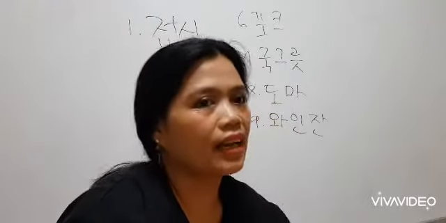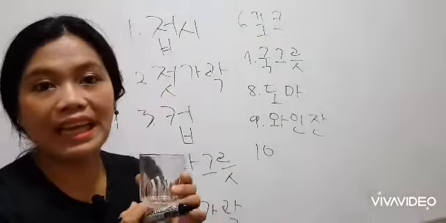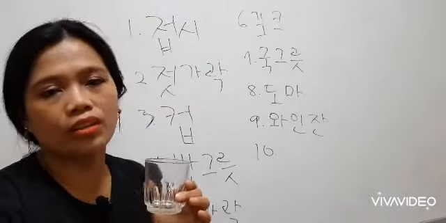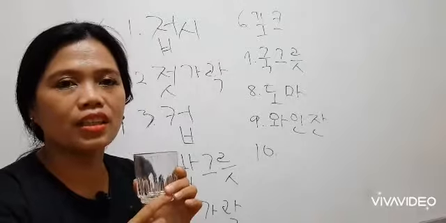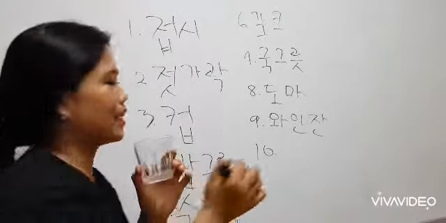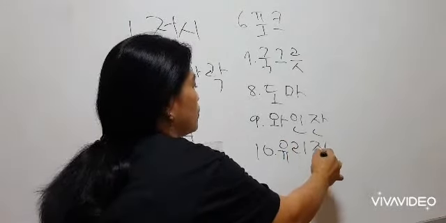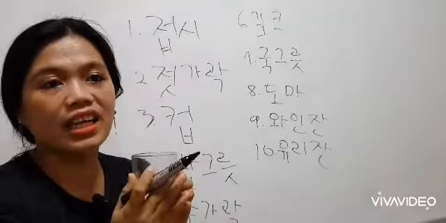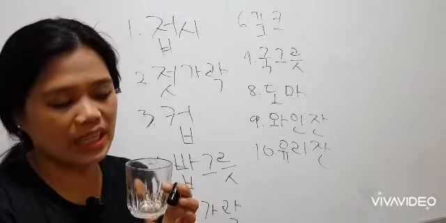Next, last, we call this one glass. Glass is used for drinking. In Korean we say yurijan. Yuri means glass, jan means used for drinking. So we call this one yurijan.